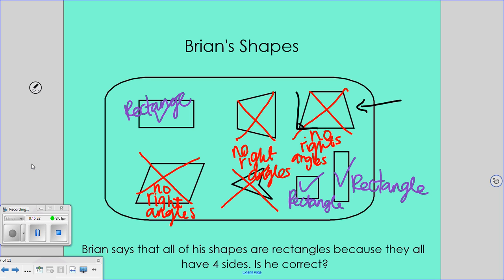Horizontal. Parallel lines. I'm going to do it in blue so you can see. These are the parallel lines. If those lines keep going, are they ever going to touch? No. What about these ones? Yes.